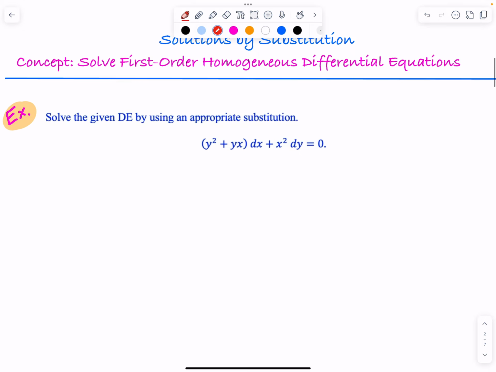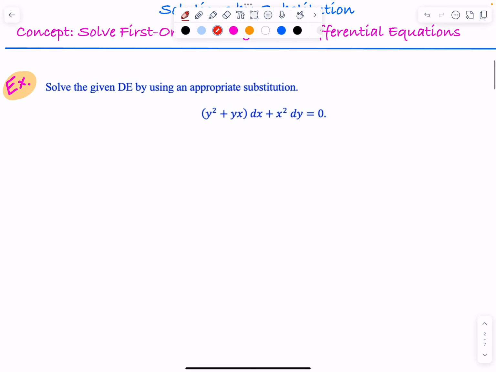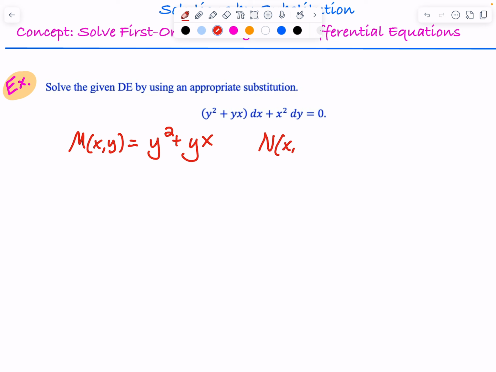This is how I wanted to show you how it works, rather than with theory. First things first, I'm going to label each function. M of x, y is y squared plus yx, and then N of x, y is equal to x squared.